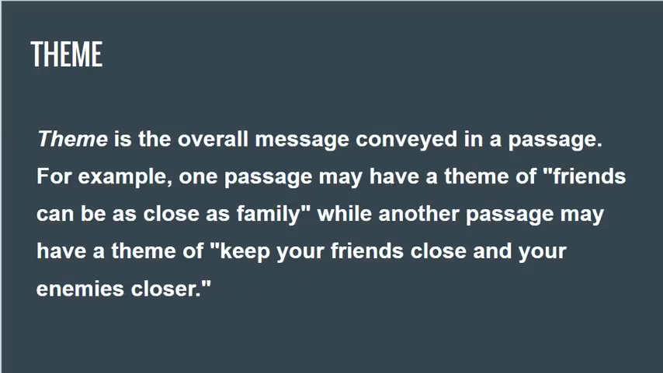Let's talk about theme. Theme is the overall message conveyed in a passage. Think of it this way. If somebody asked you what a movie was about and they wanted you to tell it in 1 or 2 sentences, that would be the theme. It is what the overall idea is that the author wanted you to have after you have read through the passage. Please pause this video, read the definition, and paraphrase in your own words.